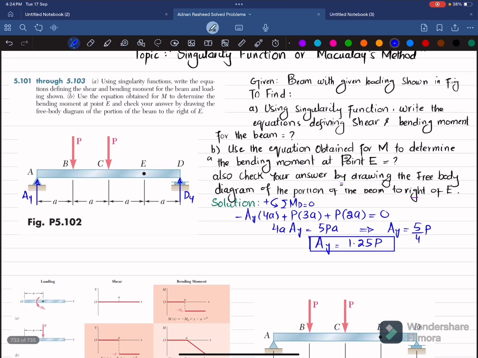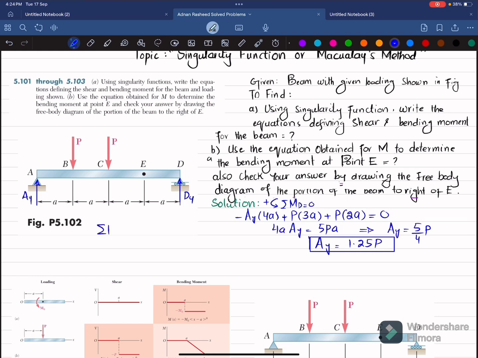Now we will find this Dy by using the equation of equilibrium, that the sum of all forces along y direction must be equal to 0, and upward force is taken as positive. So Ay is upward, which is 1.25 P, minus this P and minus this P. So minus 2P, plus this Dy, is equal to 0. So from here, 1.25 minus 2P will give you minus 0.75. So Dy will be equal to 0.75 times P.